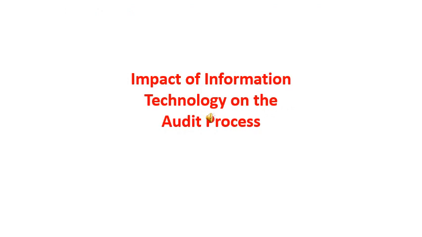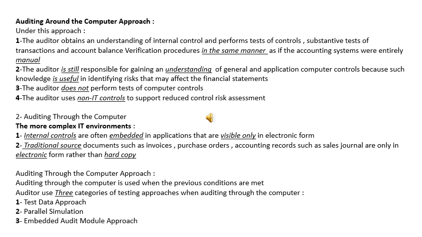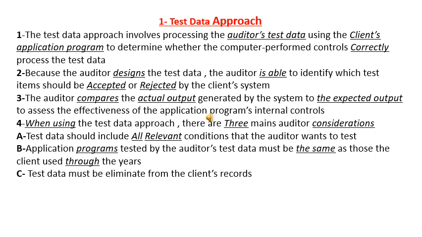Impact of IT on the audit process. There are two basic methods. Number 1, auditing around the computer. Number 2, auditing through the computer. In auditing around the computer, the auditor does not perform a test of computer controls. He concerns only general and application controls. The test data approach involves processing the auditor's test data using the client's application program to determine whether computer controls correctly process the test data. And the auditor must compare the results of the test data and the results of the client.